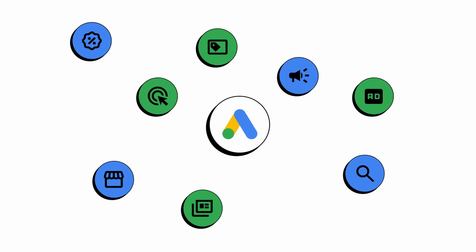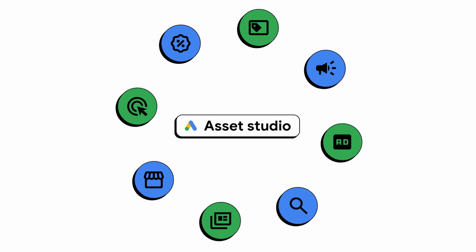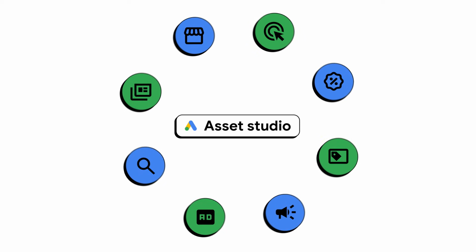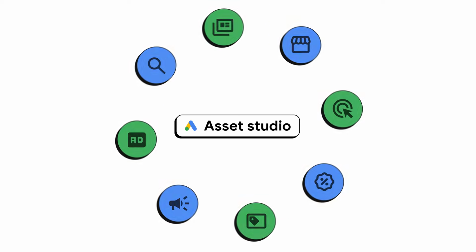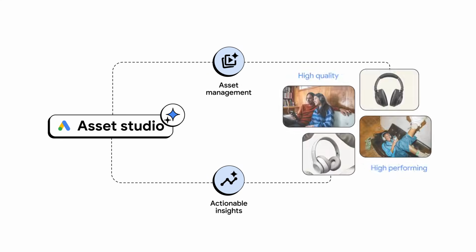Keeping up with the creative demands of modern advertising can be a challenge. Asset Studio is your centralized destination in Google Ads, designed to simplify this process by bringing your creative workflow into one place. It combines powerful Google AI tools with asset management features and actionable insights to help you build high-quality, high-performing assets.